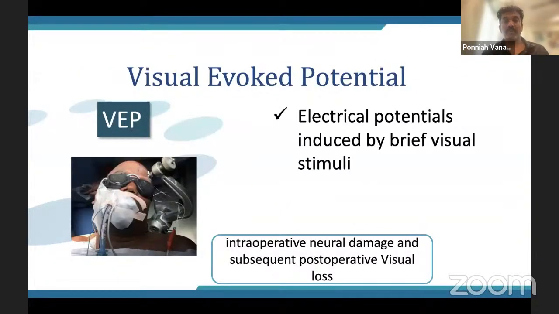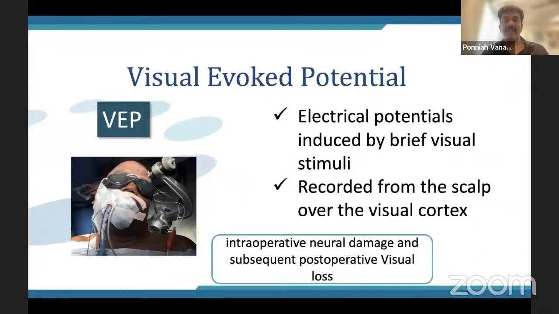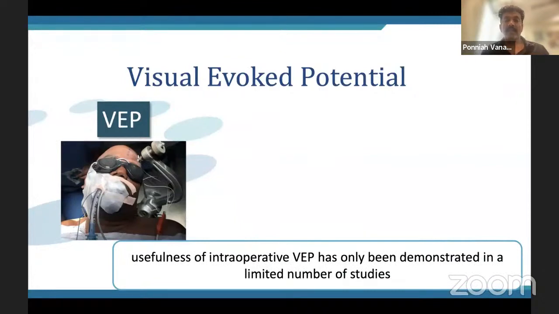So in the visual evoked potential, which is another monitoring for the visual tract, the electrical potentials are induced by a brief visual stimulus, like these goggles, we just fix them over the eyes, and the visual stimuli are given and recorded from the scalp electrode over the visual cortex. So any intraoperative neuronal damage and subsequent postoperative visual loss can be avoided by this technique. Only a limited number of studies have demonstrated the usefulness of VEP.